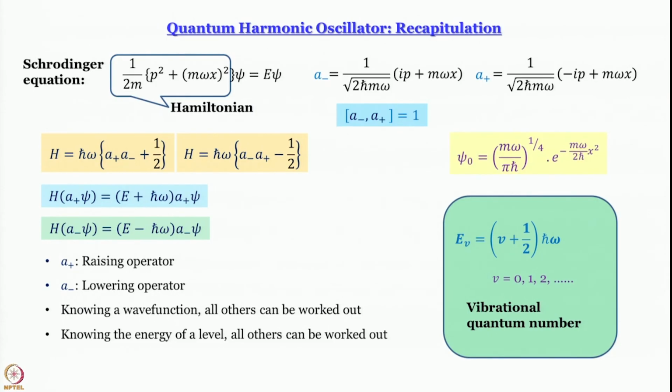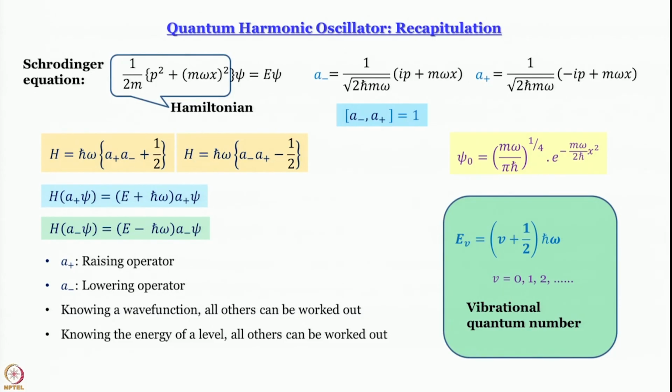And we have also learned that the lowest energy wave function is of this form: (m omega by pi h cross) raised to the power 1 by 4 multiplied by e to the power minus m omega by 2 h cross x square. Do we have to remember this expression? Not really. What we have to remember is that it is a Gaussian function, e to the power minus some constant into x square. If you remember that, that is enough.